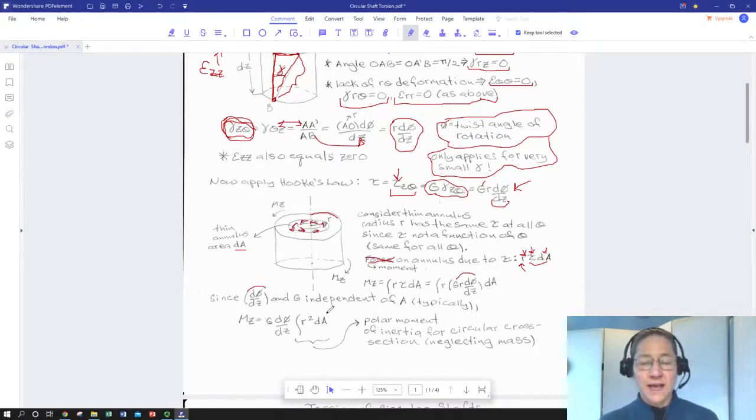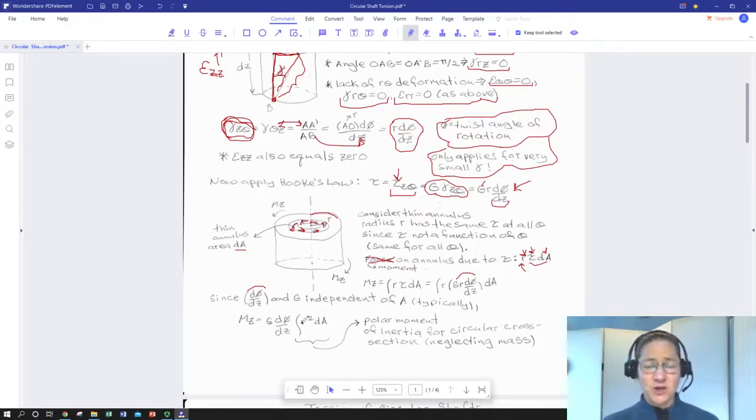R squared dA, which, if you remember moments of inertia maybe from dynamics, this is the polar moment of inertia for a circular cross-section, neglecting mass, so it's the polar centroid, center of inertia divided by the density. So we're not including mass, but everything else is the same, that we have an r squared being added up over the entire area.